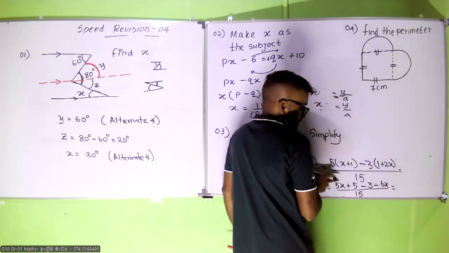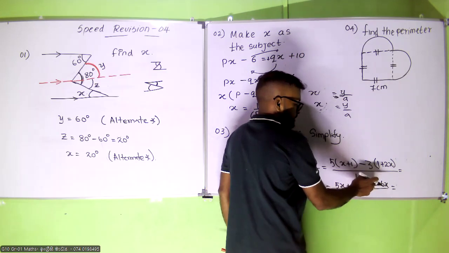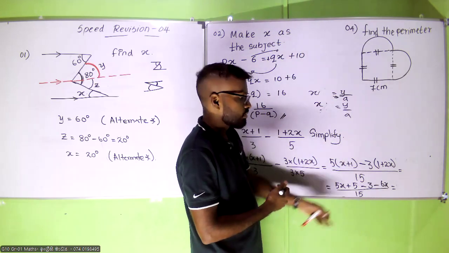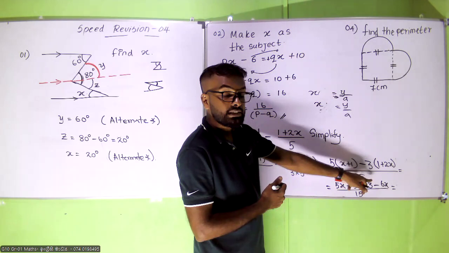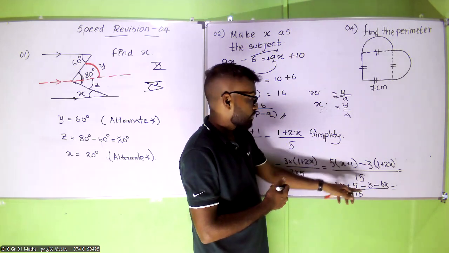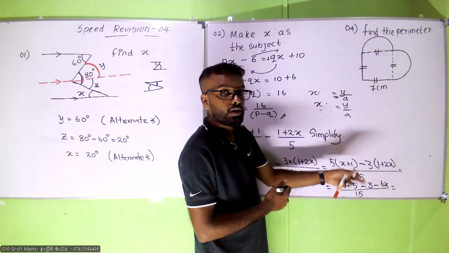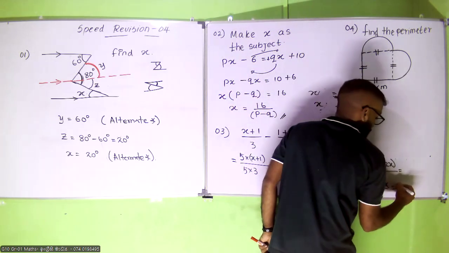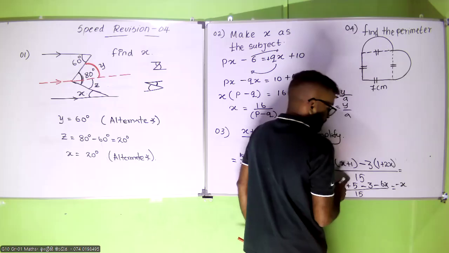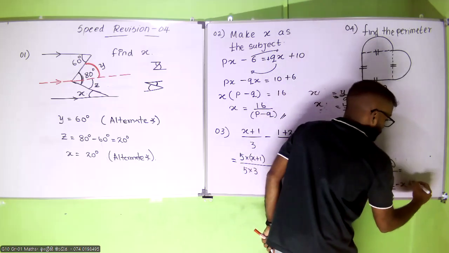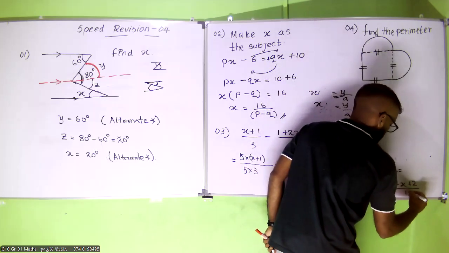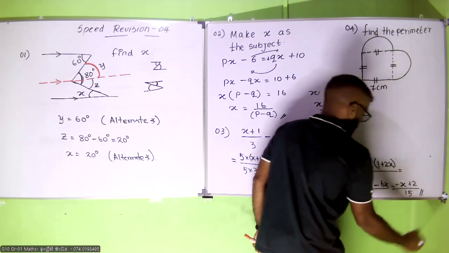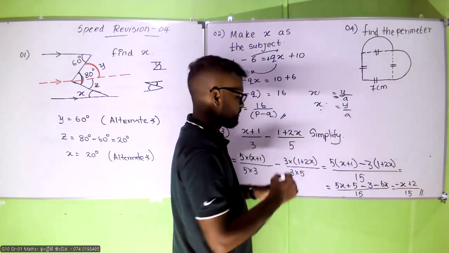Then simplify. 5x minus 6x. So the bigger one is minus 6. Take subtraction, 6 minus 5, 1. 1x. That means minus 1x. That means minus x. Right? 5 minus 3, positive 2. Divide by 15. Right? So that is the answer.